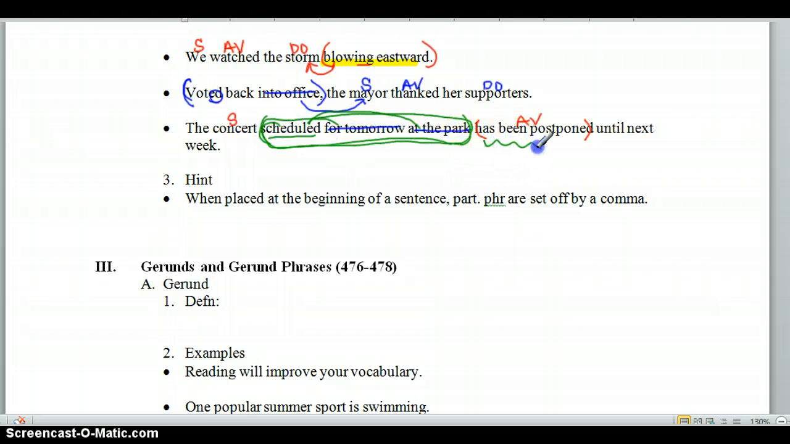If you didn't have your action verb marked, you might be tempted to continue underlining to the end of the sentence. So just a quick hint, if you find a participial phrase at the beginning of the sentence, it will be set off by a comma.